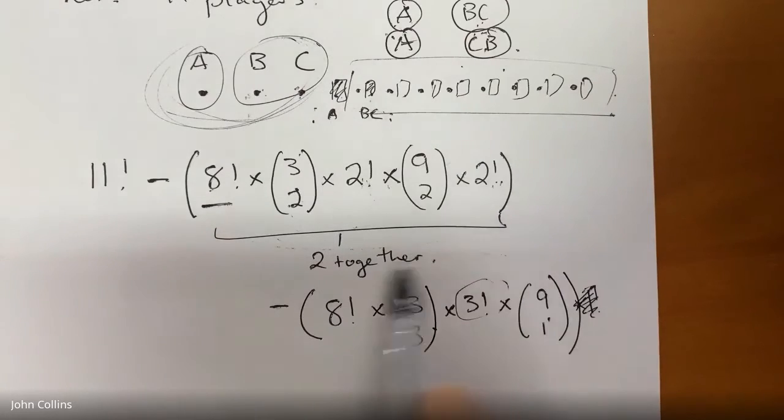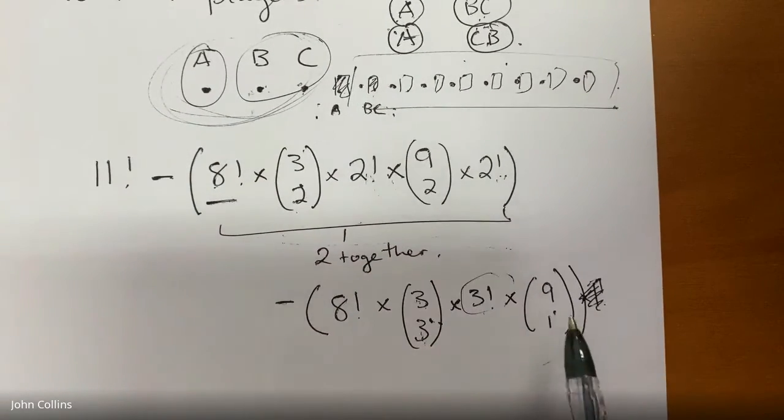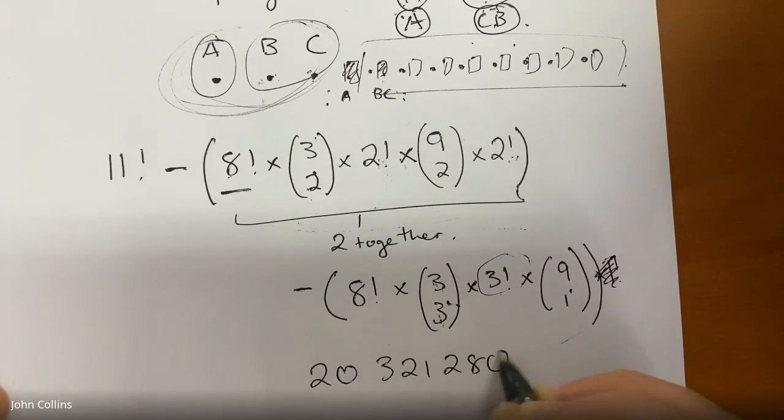So this one's perhaps a bit more logical. If you're writing it out, perhaps you wouldn't write 3 choose 3 in 3 factorial ways. You could have just 3 factorial. It's going to be 6 different ways for these dudes. And they could fit in 9 different slots. Now, if you do all that out, you get about 20 million, 321,280.